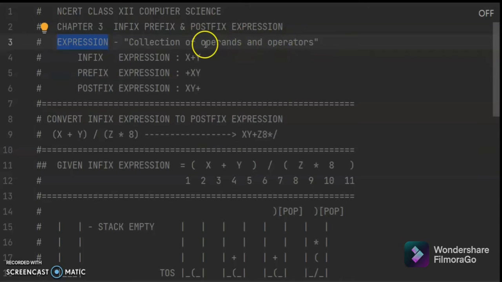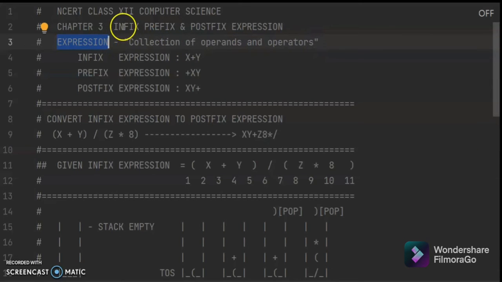So what do you mean by operand? Operand is a variable. Operator you can have plus, minus, division operator, then exponential operator. So those are all arithmetic operators. So you have arithmetic operator, relational operator, logical operators. So here what I am taking is a simple example, x plus y. So we have understood what is an expression. Expression is nothing but the collection of operands and operators.